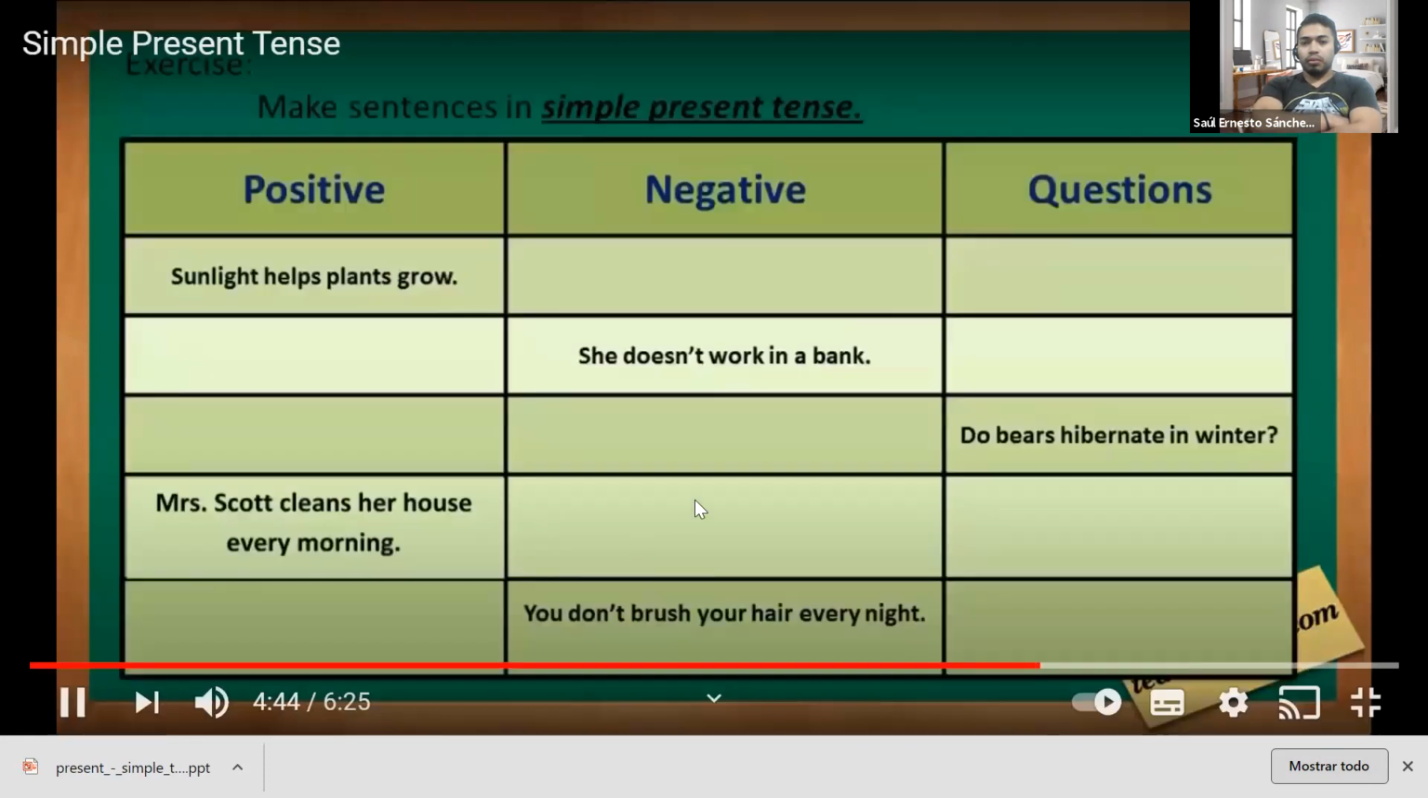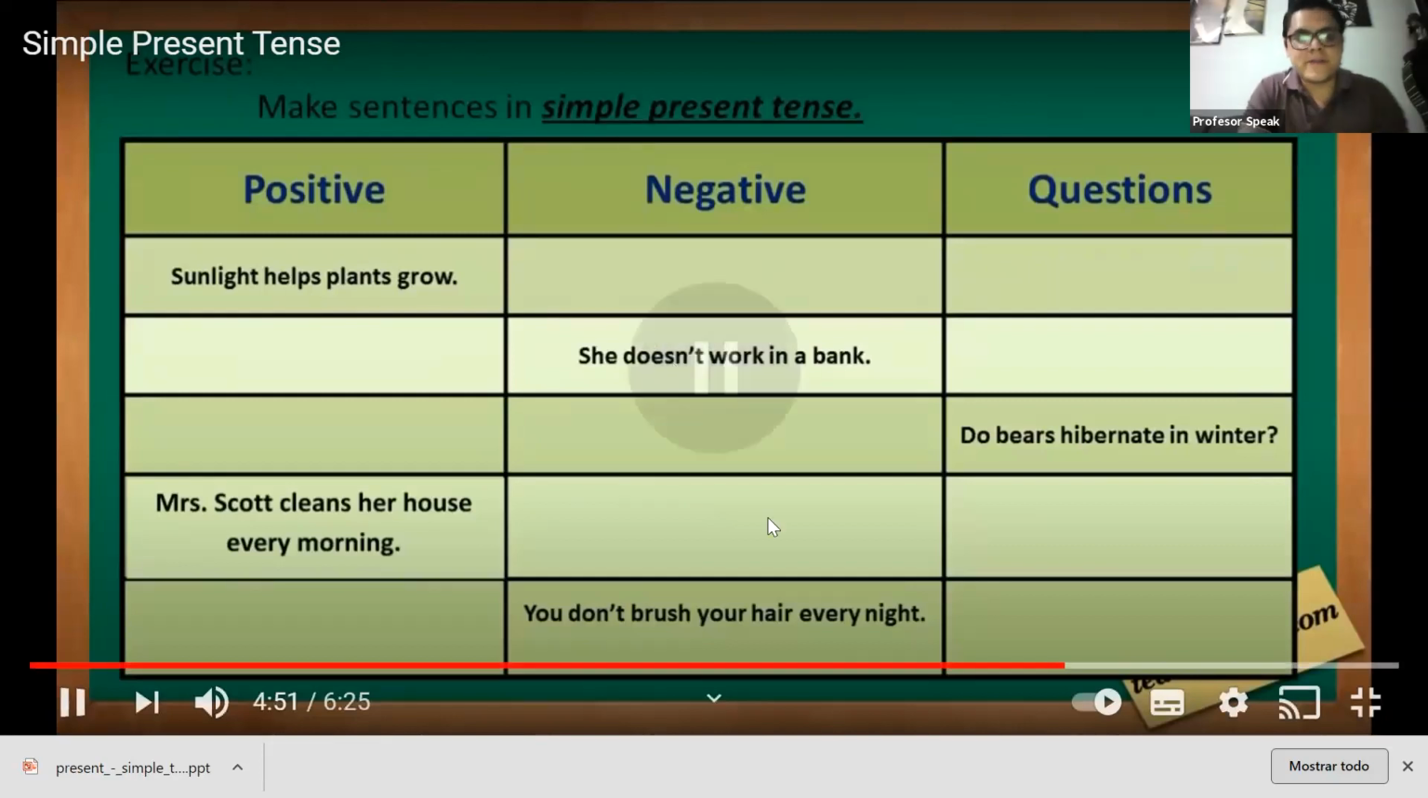For our exercise, make sentences in simple present tense. The first one. Okay, all right. So this is going to be your exercise. Take a picture, please. Take a picture right now.